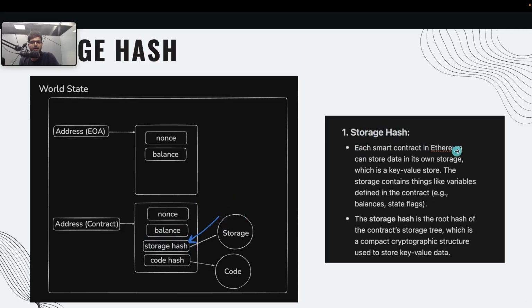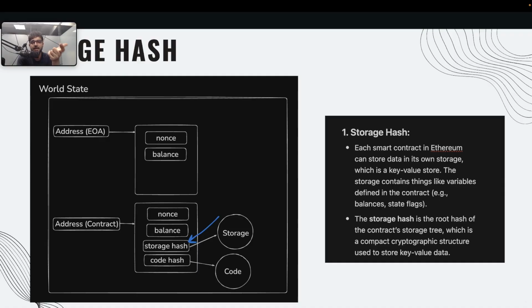Each smart contract in Ethereum can store data in its own storage. That is this, which is a key value store. This is the actual storage. The storage contains things like the variables defined in the contract. Who has done a ride in your Uber contract? How many rides have they taken? Where was the first ride initiated from? All of that data is stored over here. The storage hash is the root hash of the contract storage tree, which is just a cryptographic representation. Take your entire tree and pass it through a hashing function. Whatever gets spit out is the storage hash.